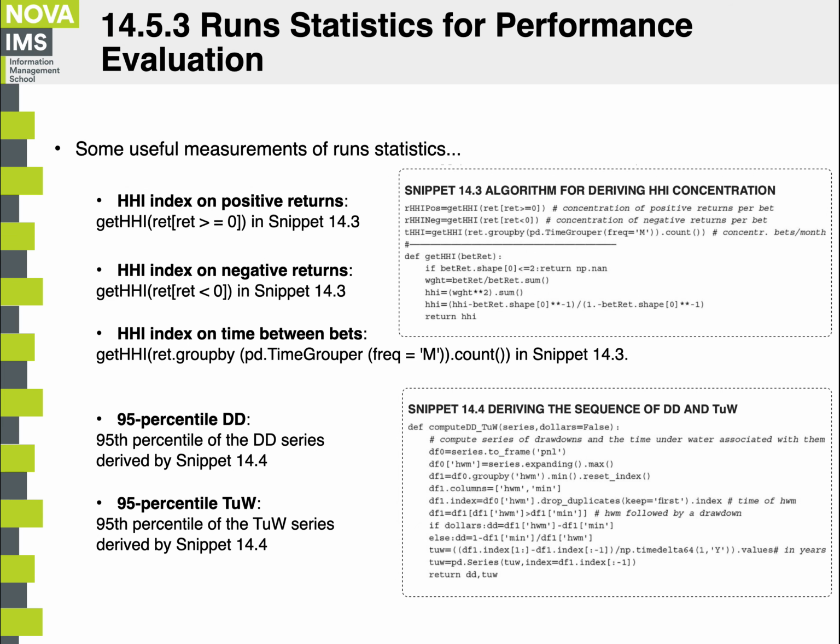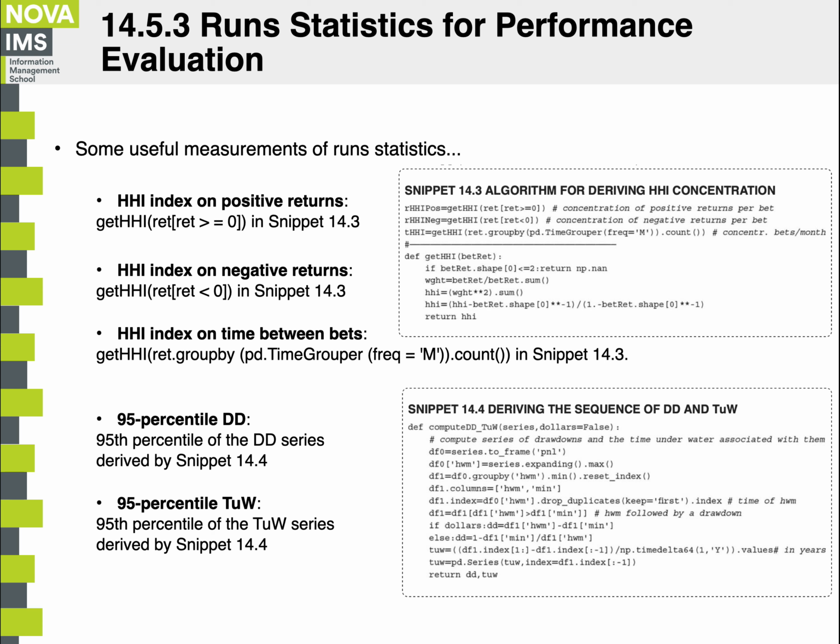On this slide, we can see some code. On snippet 14.3, the code implements the concepts of returns concentration and derives a similar expression for the concentration of bets across months, hT. On snippet 14.4, the code derives both drawdown and time underwater series from either the series of returns or the series of dollar performance.